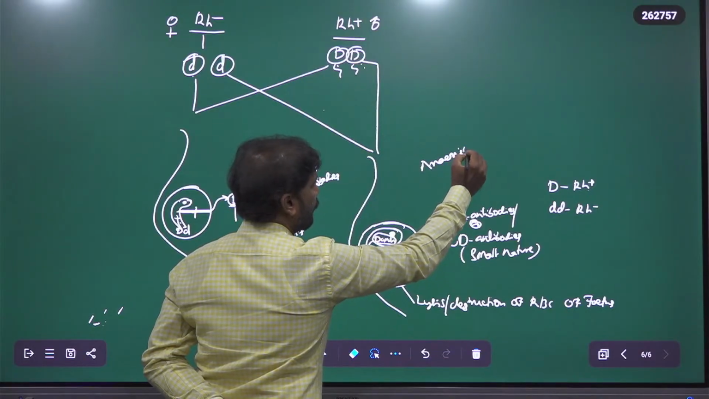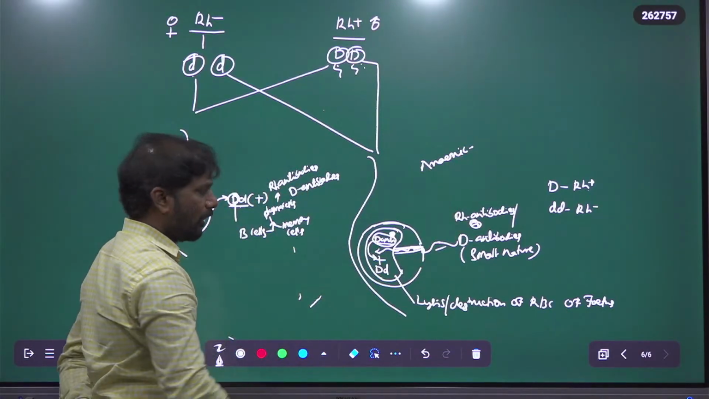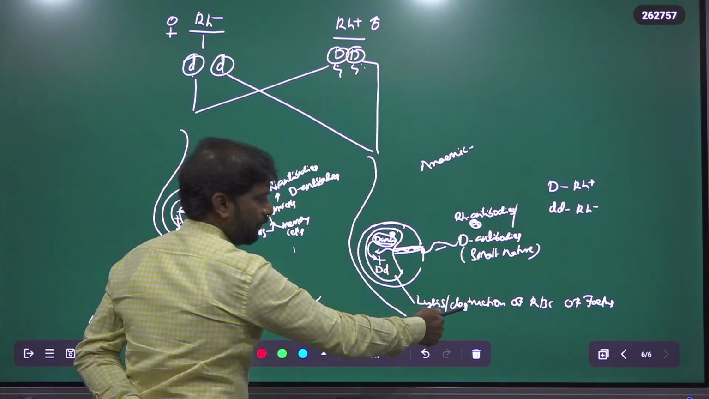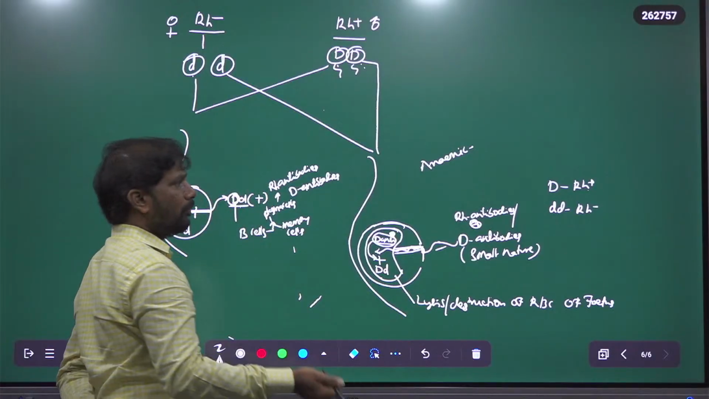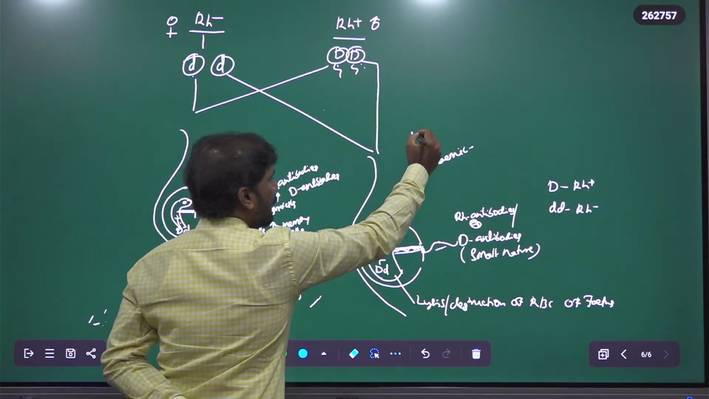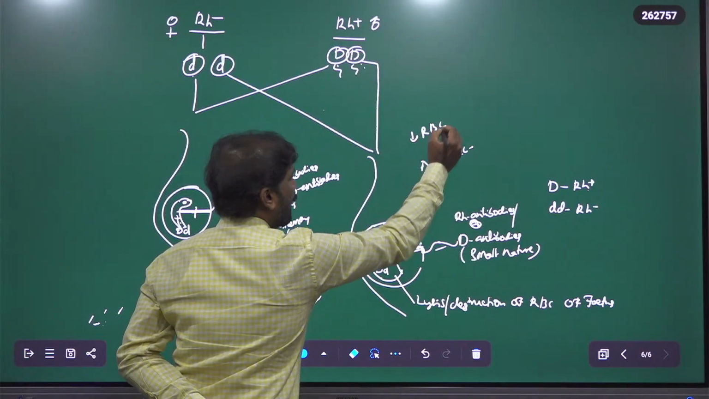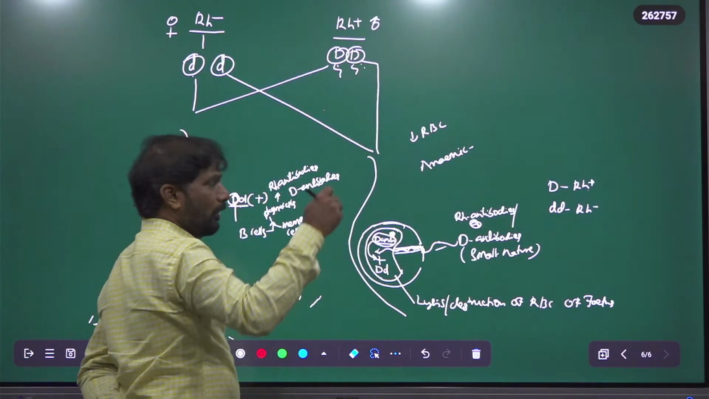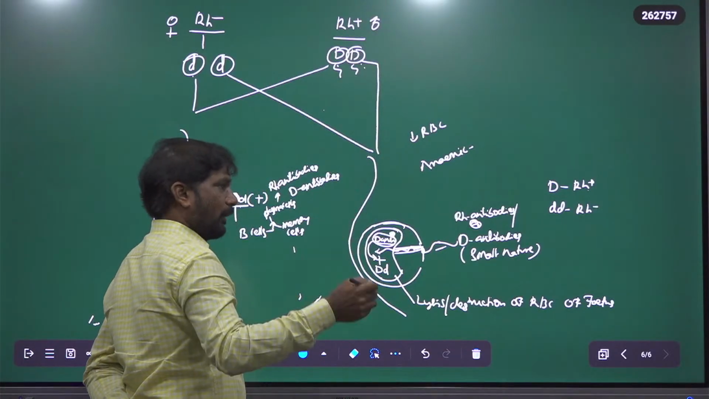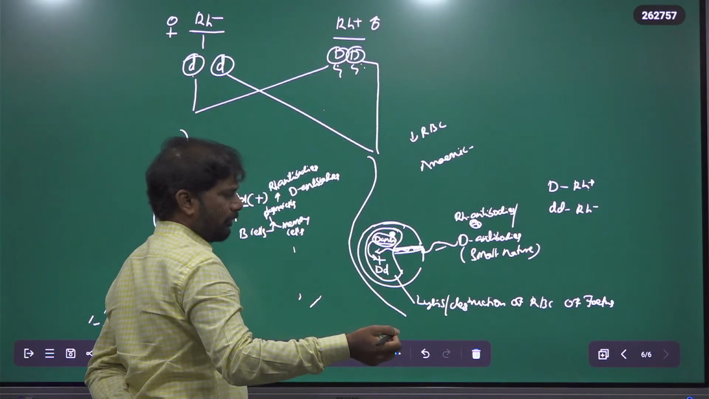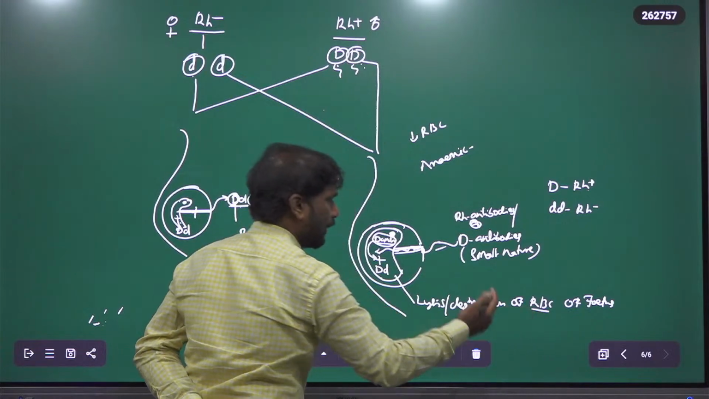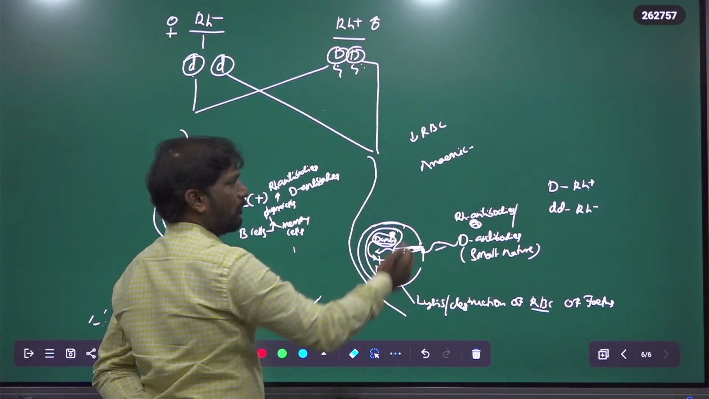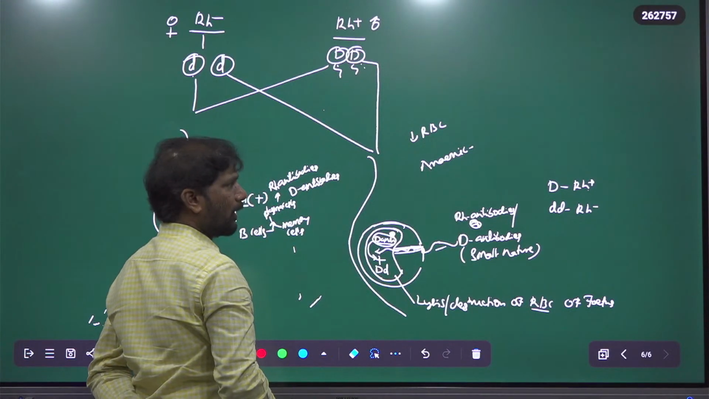Anemic condition. Why the anemic condition? Because of the destruction of RBCs. That destruction leads to a decrease in RBCs. When the RBCs decrease, it is known as an anemic condition. That means the red blood cell corpuscles, or RBCs, are decreased in number. So that's why it is known as the anemic condition.